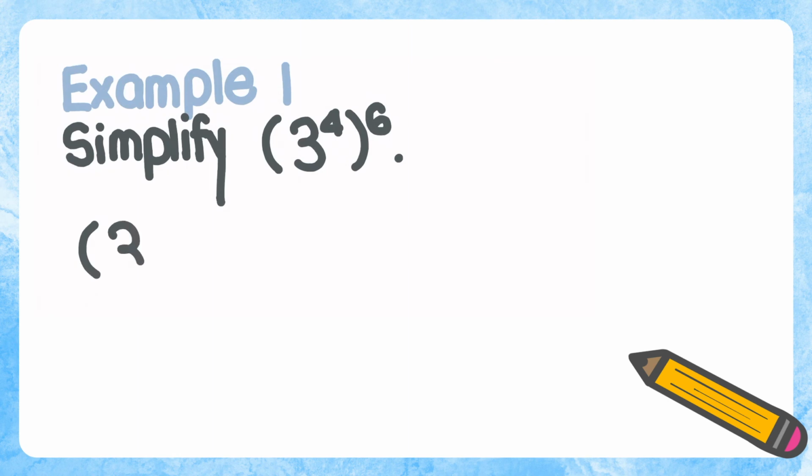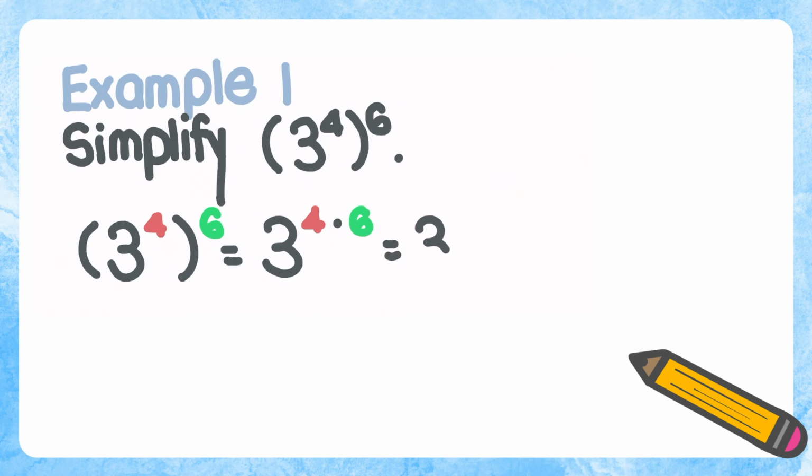So let's simplify in this example. 3 to the power of 4 to the power of 6. Let me rewrite this. 3 to the power of 4 to the power of 6. This will equal 3 to the power of 4 times 6, and 4 times 6 is 24, so 3 to the power of 24.